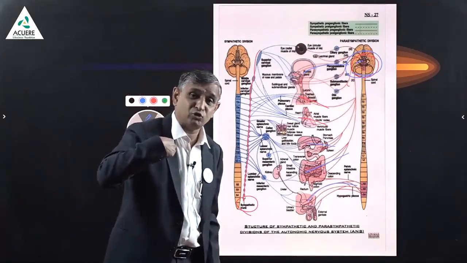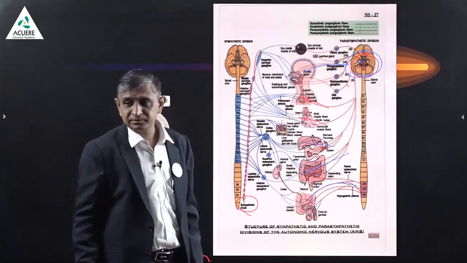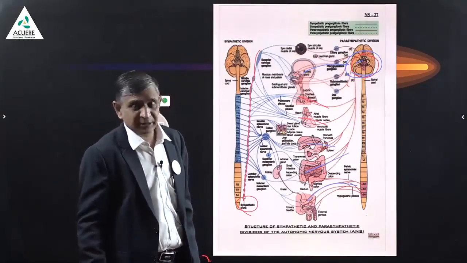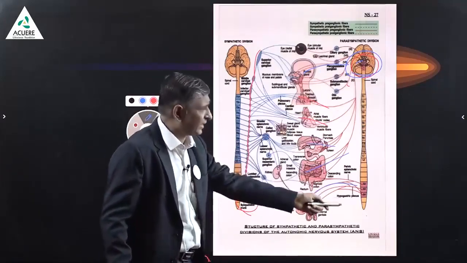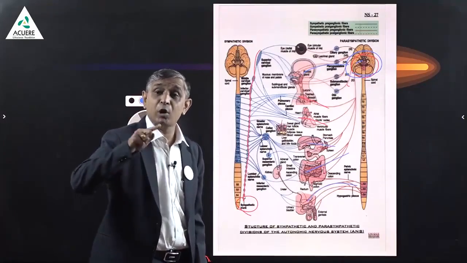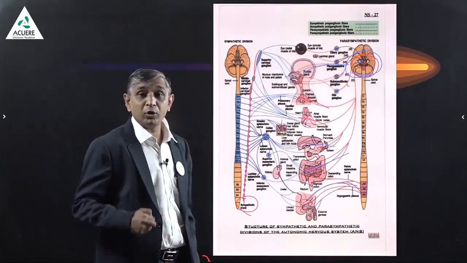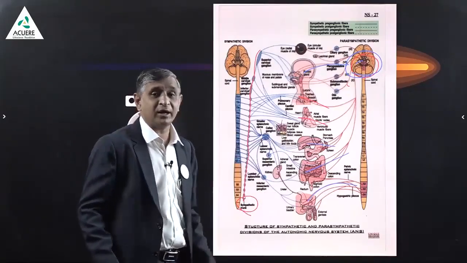Are you with me, my dear students? Now my next point is important. A drug which is going to block the parasympathetic nervous system, a drug which is a cholinergic blocker, is going to increase the function of the organ concerned.